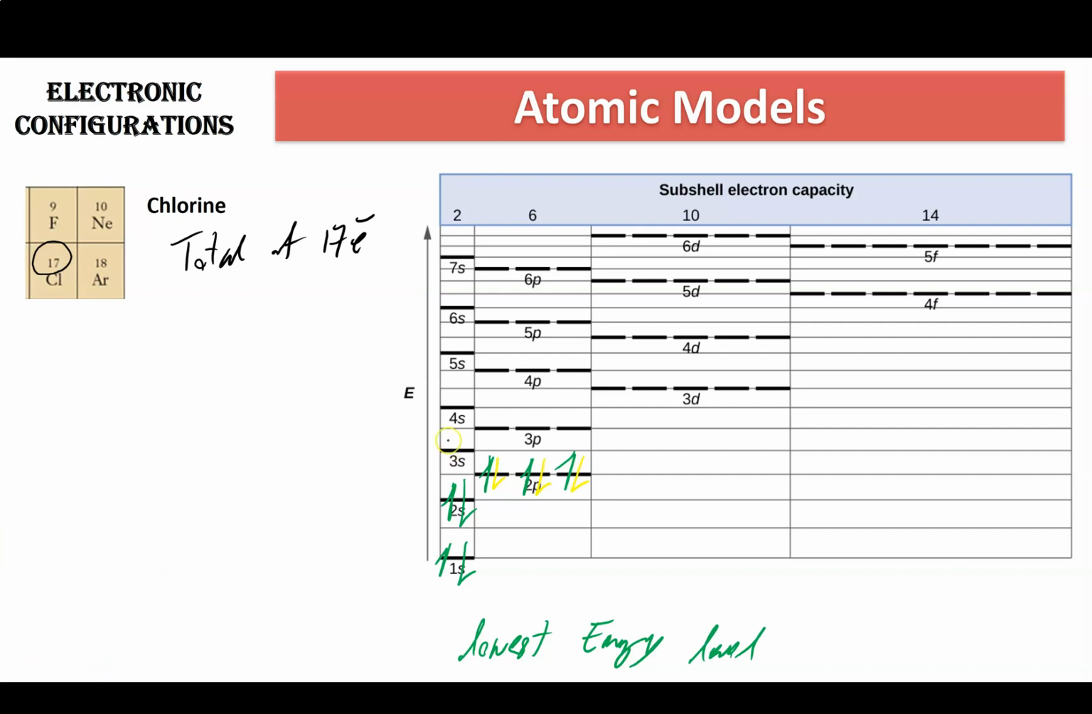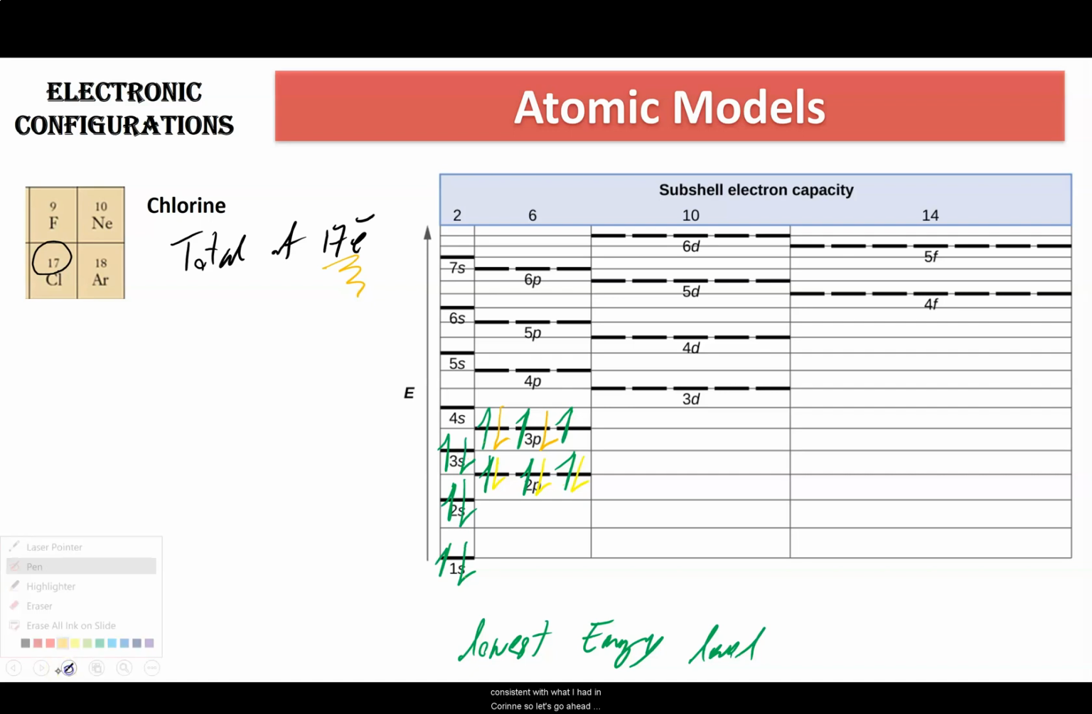Okay, so I've got the 3s orbital here. Now for the 3p, I have 1, 2, 3, and then I'm going to come back here and I'm going to fill up again 1 and 2. So always recount the number of electrons to make sure that you're not making a mistake. 1, 2, 3, 4, 5, 6, 7, 8, 9, 10, 11, 12, 13, 14, 15, 16, and 17. So I got a total of 17 electrons, and that is consistent with what I had in chlorine.